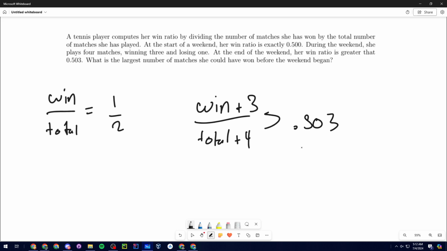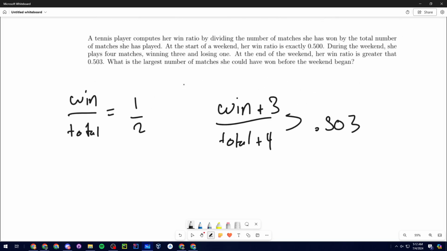So this is nice because we have a system of equations, kind of. One of them is an inequality, but it's pretty easy to substitute because we're looking for 1, right? So we basically need to solve for winning in this equation and define an inequality.